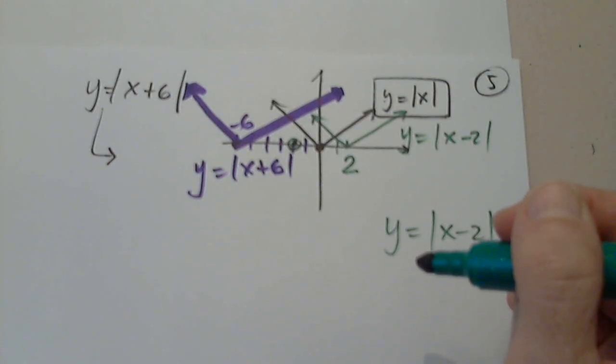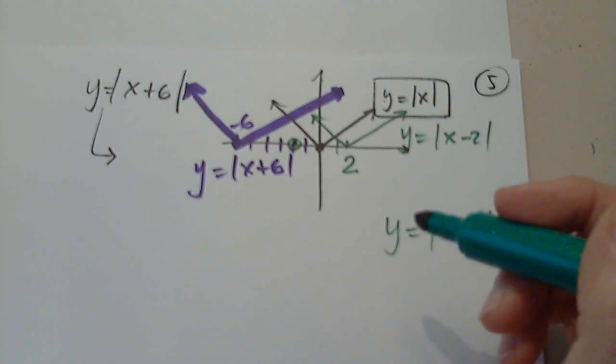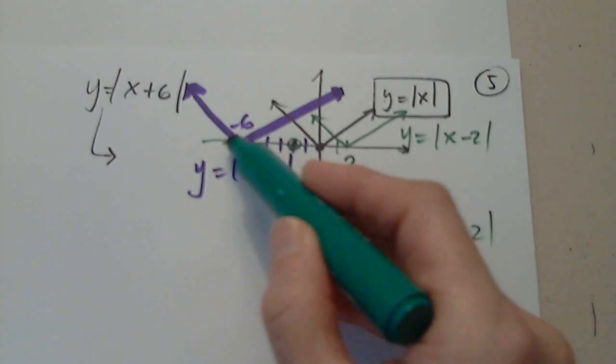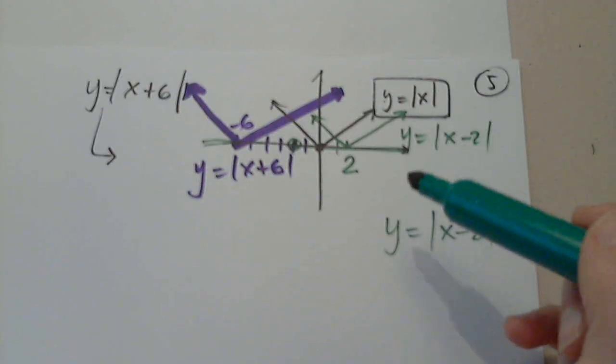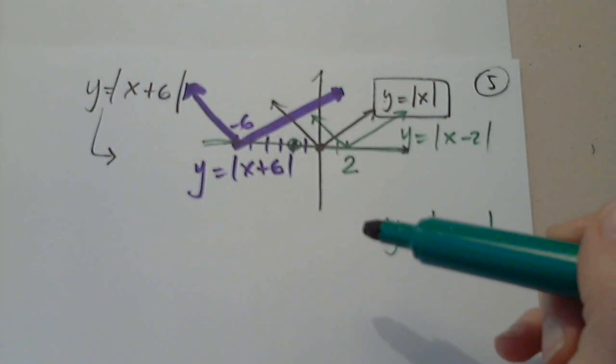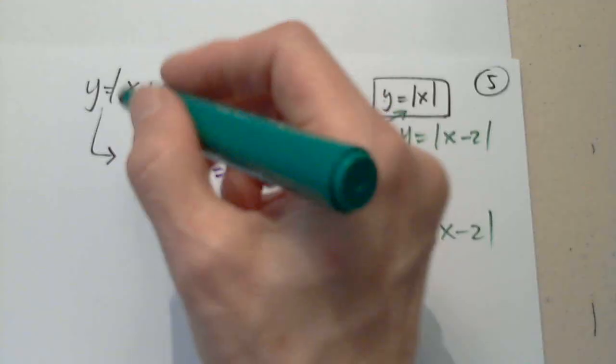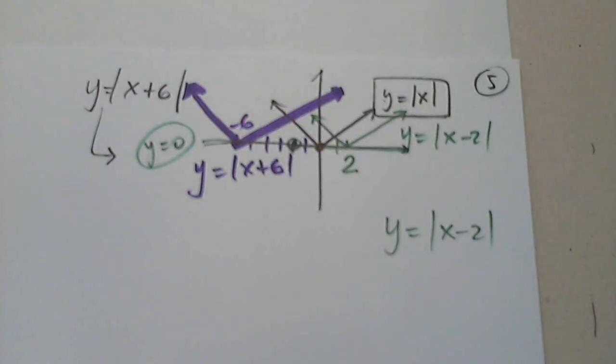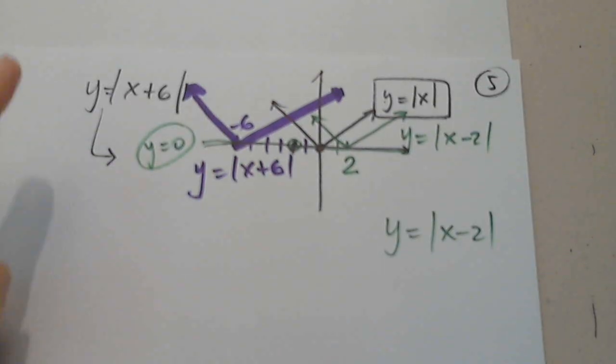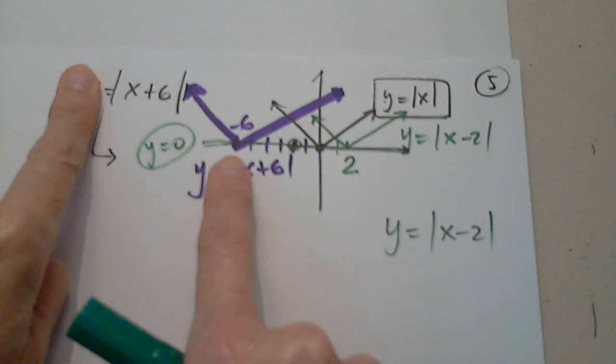Why do we have to make y equal 0? Because I need to find the point on the x-axis where the graph is shifting. And the equation of the x-axis is y equals 0. Okay. So here, when y is 0, x must be -6.